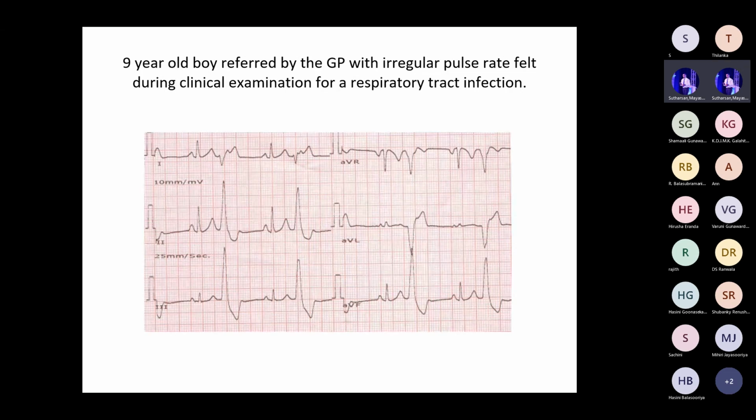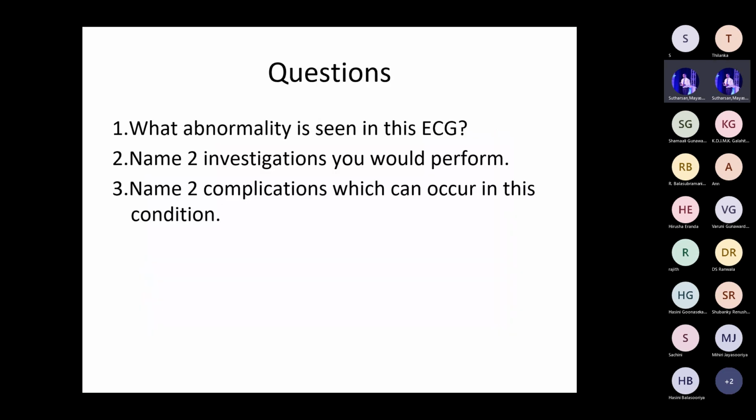Remember, most of the time these conditions are benign, but secondary causes should be excluded, including cardiomyopathy. That's why we do a lot of investigations here, right? Okay. So what abnormality is noted? Premature ventricular ectopics. Name two investigations you would perform. Of course, a lot of things. What are the two investigations you want to see?